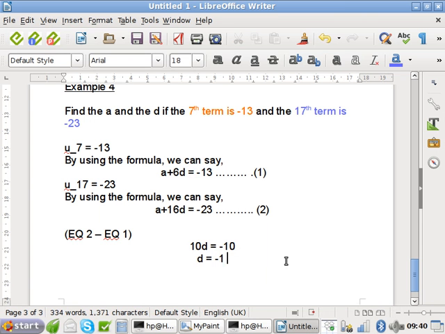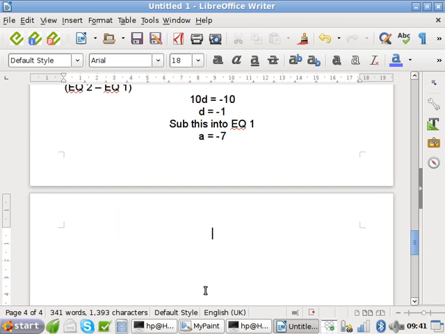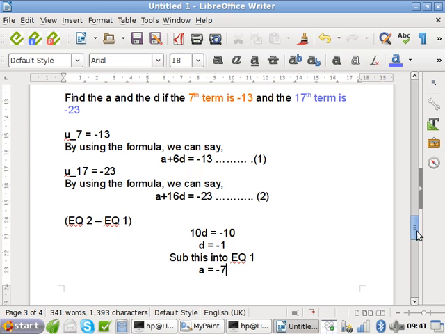So sub this into equation 1, and what do we get? Is it minus 7? So actually, that's the answer. Isn't that what I wanted, the A and the D? Yeah. So there's the answer: D is minus 1, and A is minus 7.